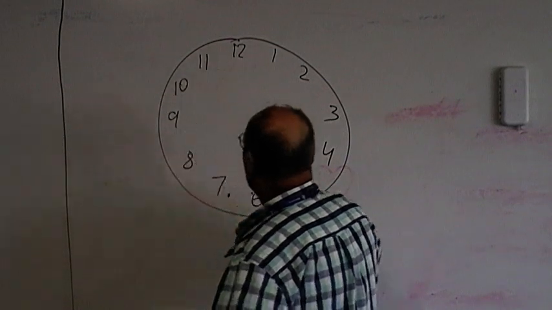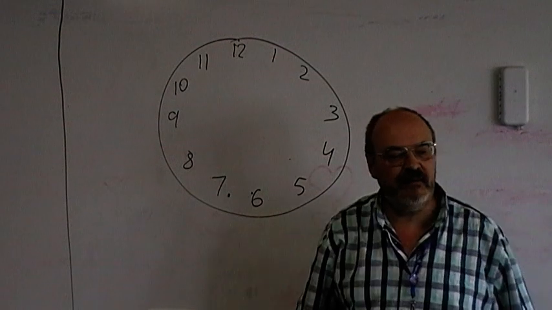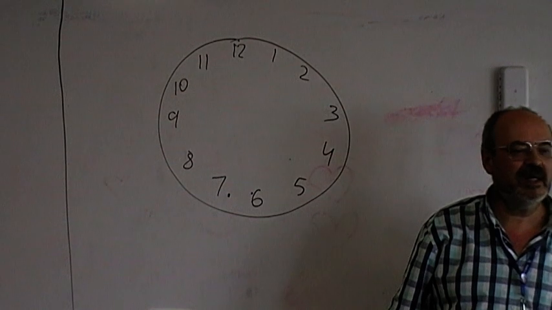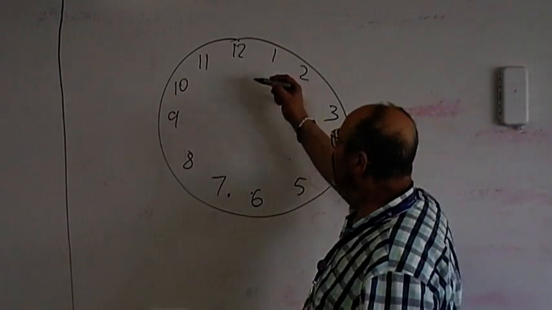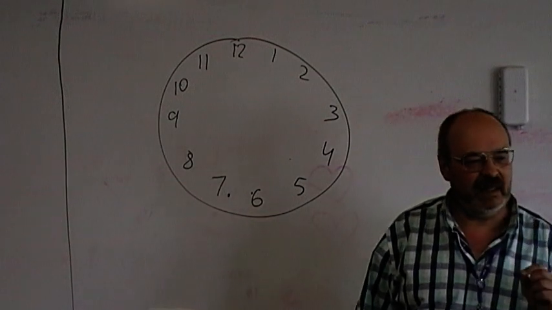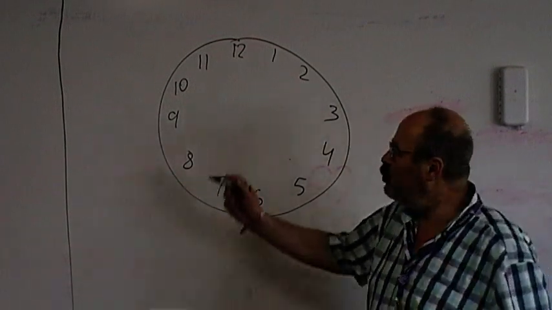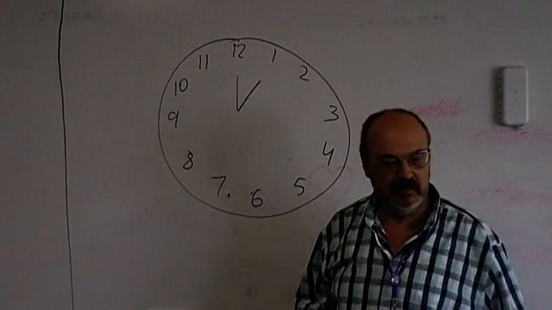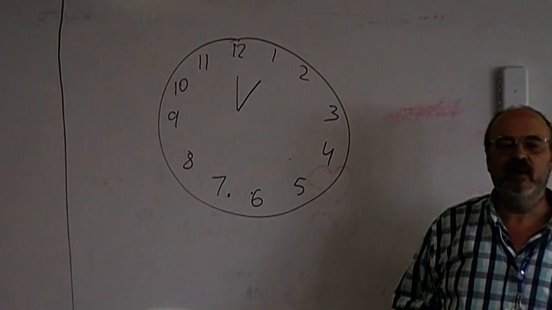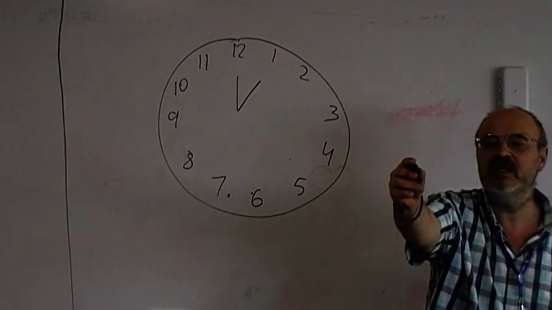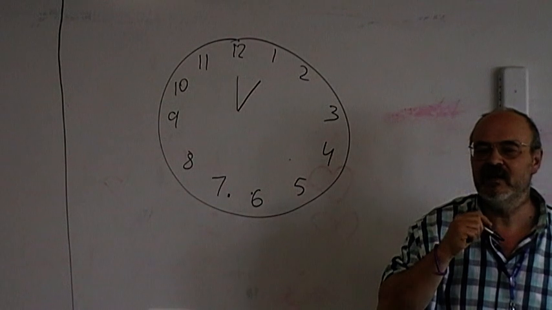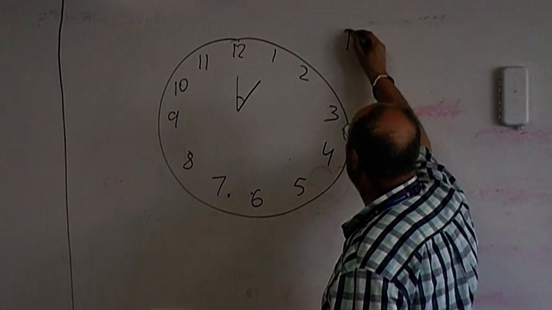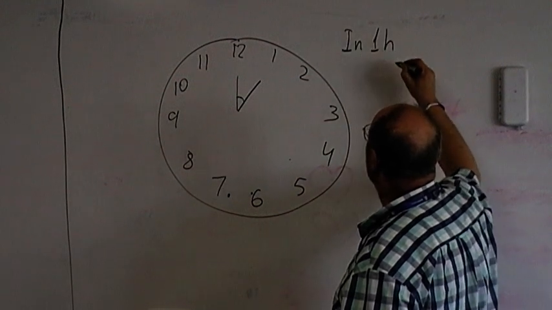We have two hands on the clock, the hour hand and the minute hand. When the hour hand moves from here to here, that is 1 hour. How many degrees will that be? 360 divided by 12 is 30 degrees. So in 1 hour, it is 30 degrees.